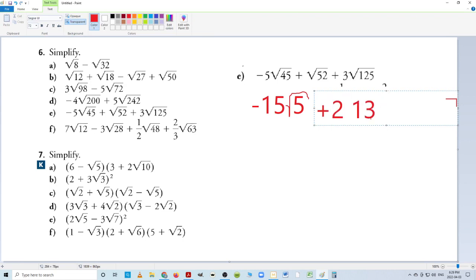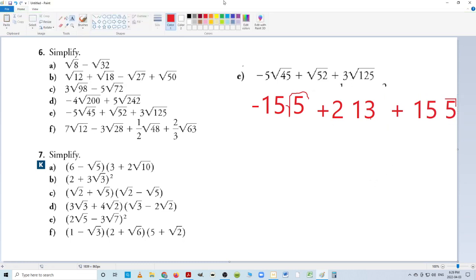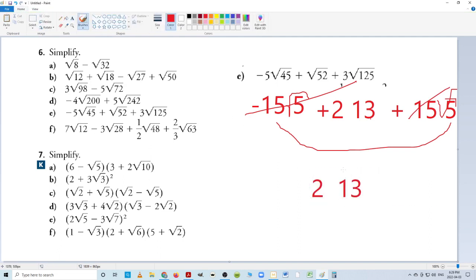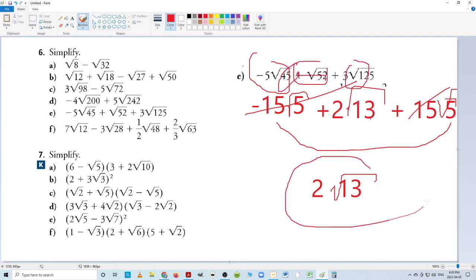And then 25, it's 5 times 25, which is square root of 5 is 5, so I get 15 square root of 5, like that. And you can see the only apples I have in common here are these apples. They cancel out, because I have 15 apples minus 15 apples, and I'm left with 2 square root of 13 as the final answer. Now, if you were to use a calculator and do all these multiplications, square roots, and then add all of them together, this is what you should get.